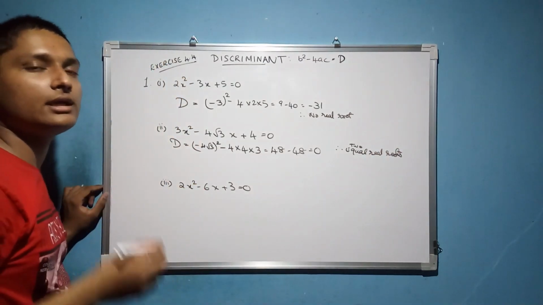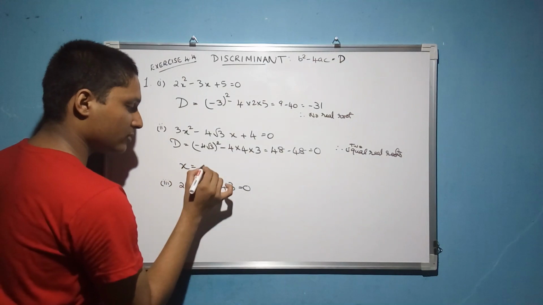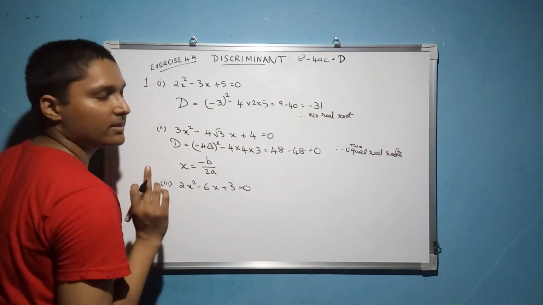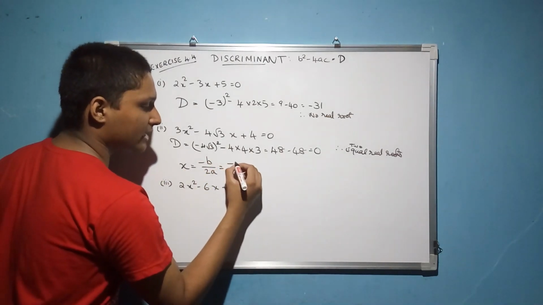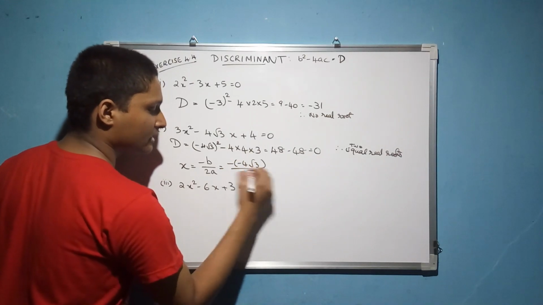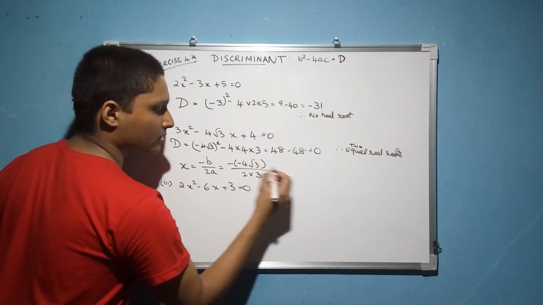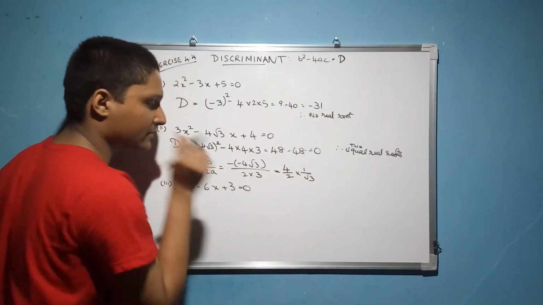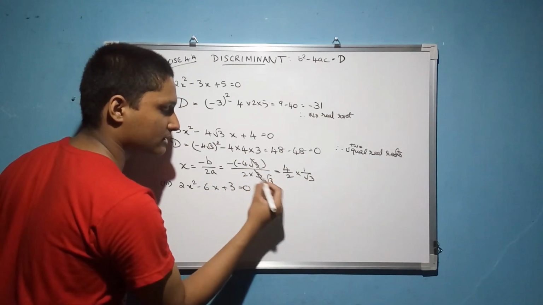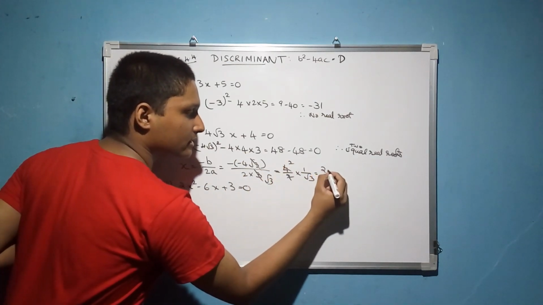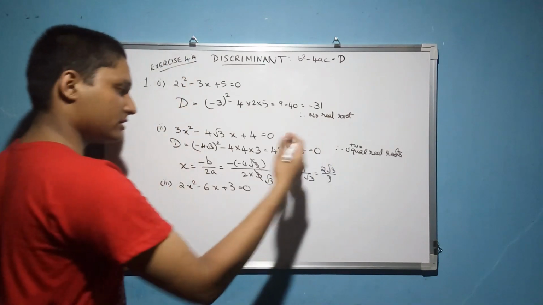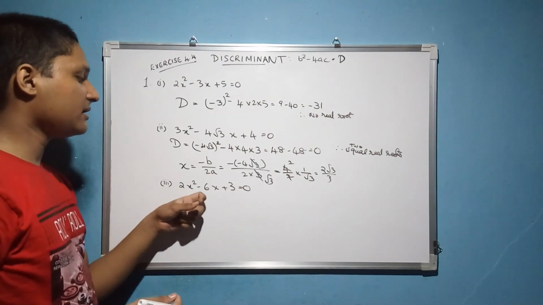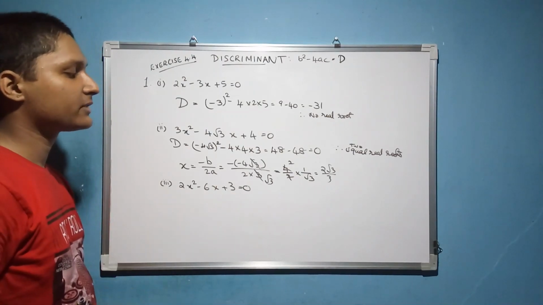Whenever you consider equal real roots, x will always be minus b by 2a, because the plus or minus term vanishes. That is equal to minus of minus 4 root 3 divided by 2 into 3. Or I can write it as 4 by 2 into 1 by root 3, since you can cancel this root 3 and it forms 2. Or I can write 2 root 3 by 3, or 2 by root 3, whatever. This comes to be the solution here. Now you have 2x square minus 6x plus 3 equal to 0.